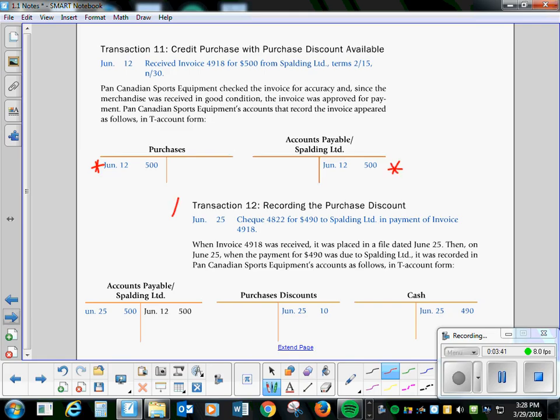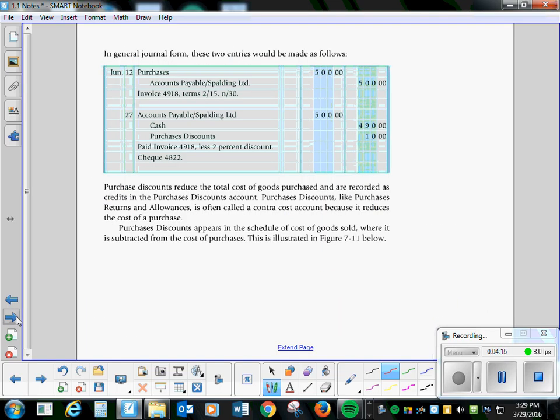Okay, now we want to record the purchase discount. When invoice 4918 was received, it was placed in a file dated June 25th. Then on June 25th, when the payment for $490 was due to Spalding, it was recorded in Pan Canadian Sports Equipment's accounts as follows. So you'll see here we want to pay off, we want to make that a zero balance. We won't owe them anything else after this. But we are only paying cash $490. The other $10 was going to go towards a purchase discount. And this is what your general entries would look like.